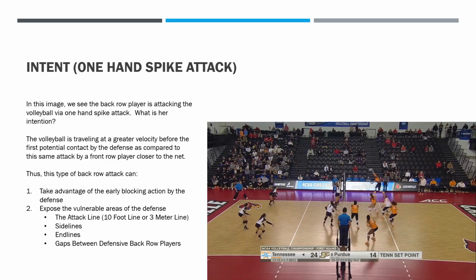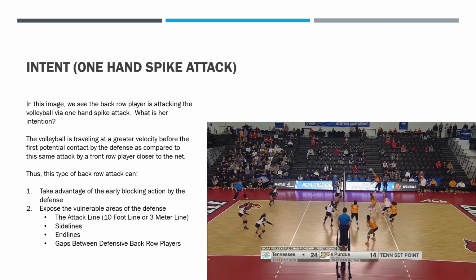So if we can imagine for a second, when we typically see a one-handed spike attack by a front row player in the front zone, we can assume that the ball will not travel as great a distance before potential contact by a blocker on the defense. However, in the case of a back row attack, the ball is going to travel at a greater velocity because potentially it's not going to be contacted as quickly by one of our front row blockers.